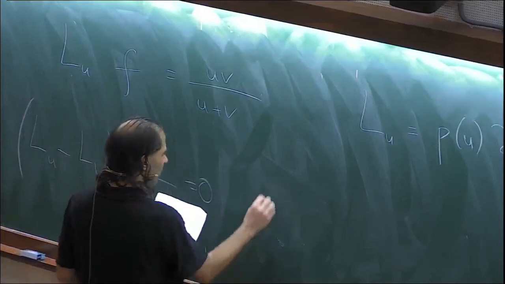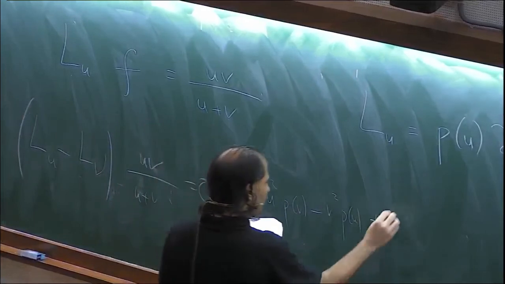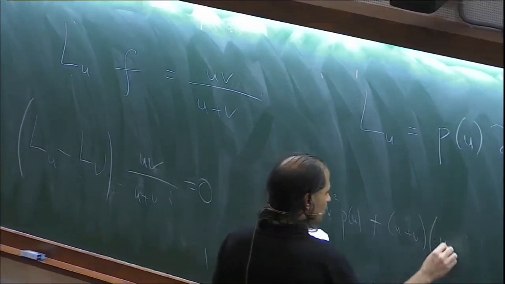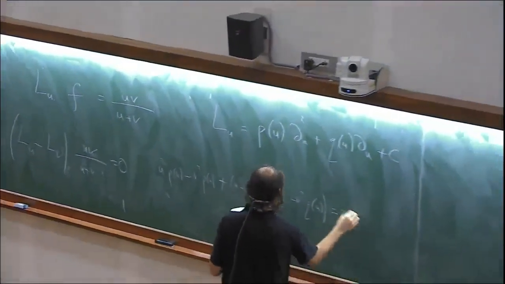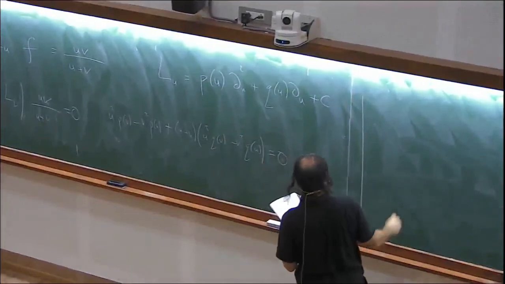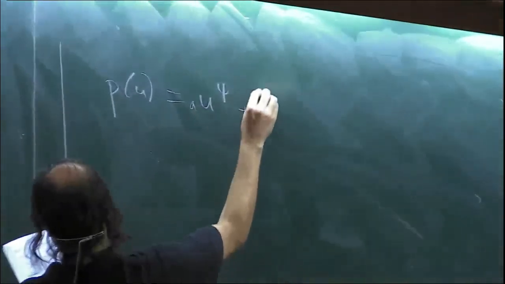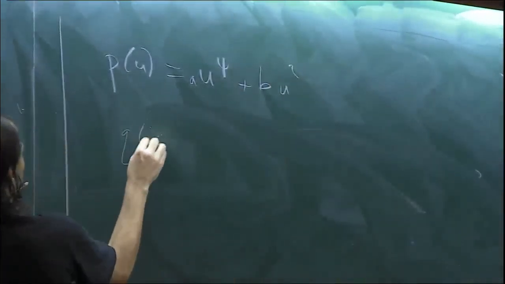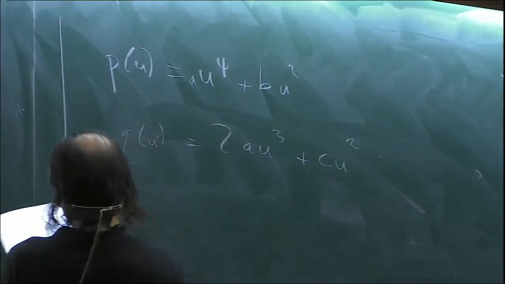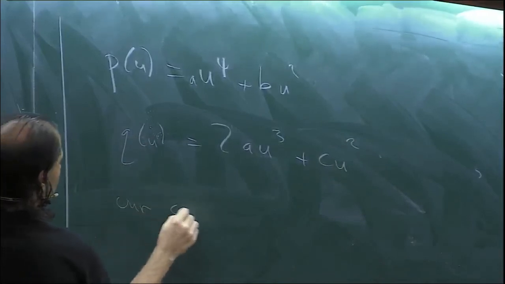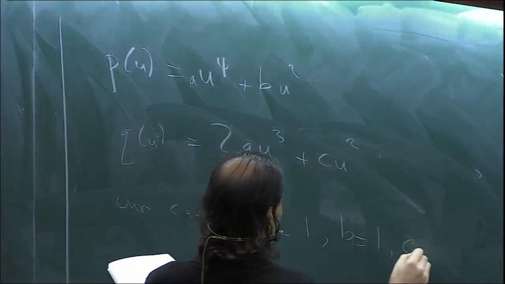And that's just an algebraic equation on these guys. That's just the algebraic equation that U squared P of V minus V squared P of U plus U plus V, U squared Q of V minus V squared Q of U is equal to 0. And that almost totally fixes the form of P of U: A U to the 4th plus B U squared, Q of U is 2 A U cubed plus C U squared. And so our case before is just the special case where A equals -1 and B equals 1 and C equals 0.